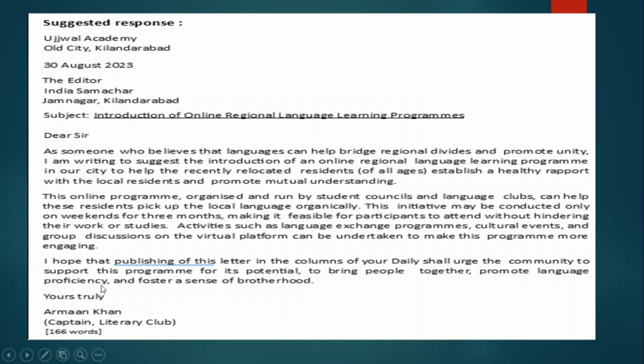Then I leave a line and then comes the subscription, that is yours truly here because I'm writing to the editor. Yours sincerely is also acceptable, so you can write that. Leave space here for signature again. Signature can be created as per the name that is given in the question paper. Arman Khan, Captain, Literary Club. So the designation of this person is that he's captain of the literary club, maybe of the city or of that locality. So these are the two examples that we had taken.